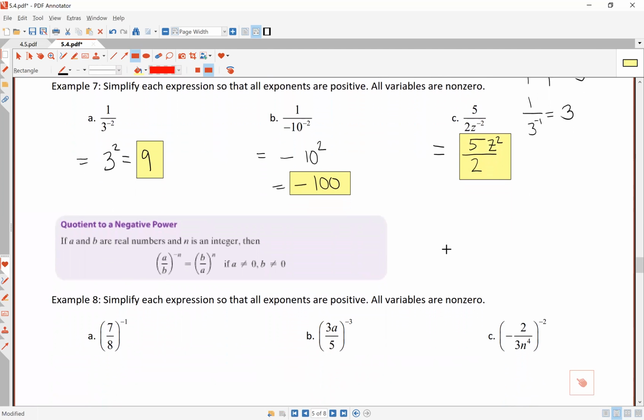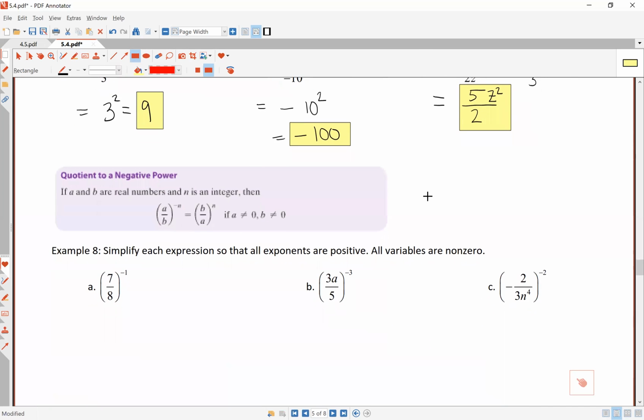And the last idea for negative exponents is if it's a fraction raised to a negative exponent, it's just the reciprocal of a over b, which is b over a. One way to see that is we know that a to the negative n over b to the negative n is the same thing as a over b to the negative n. Now, if it's on the bottom with a negative exponent, place it on the top. If it's on the top with a negative exponent, we place it on the bottom.